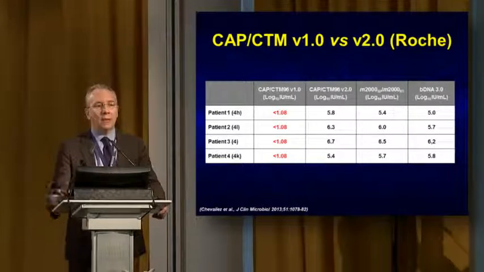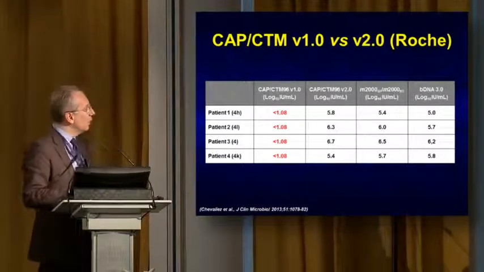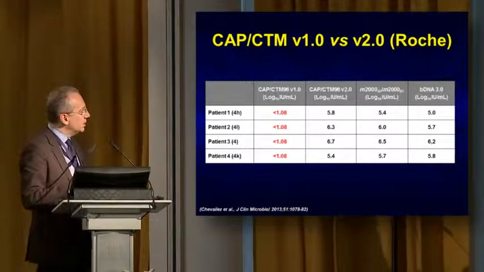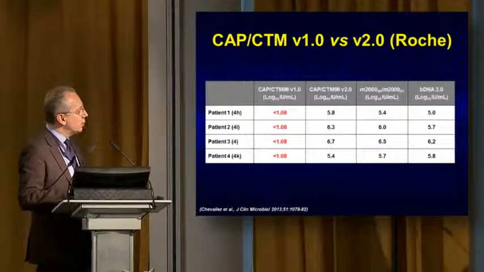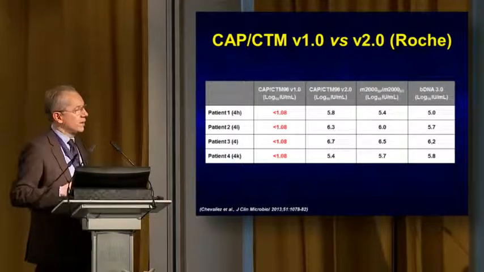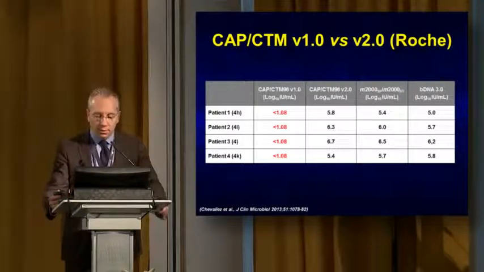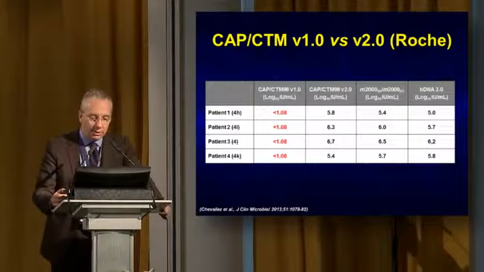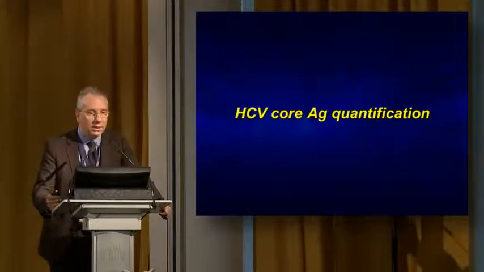And we also had 4 patients who were undetectable with the first-generation assay from Roche, but were very easily detected and accurately quantified with the second-generation assay, as well as with the Abbott real-time PCR assay and the reference assay. So now the Roche version 2.0 assay is a very good assay for HEV RNA quantification.